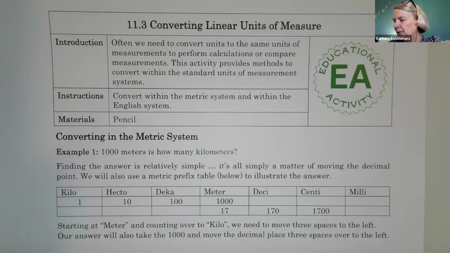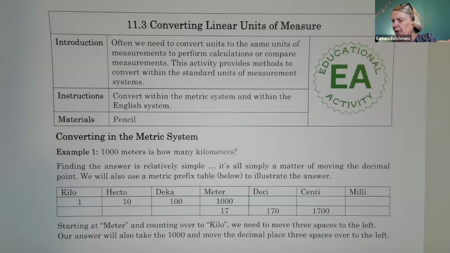Activity 11.3 is converting linear units of measure. We can do this both within the English system and within the metric system, or between the two. Our book in section 11.1 also has a really good explanation of these. So example one is 1,000 meters is how many kilometers?